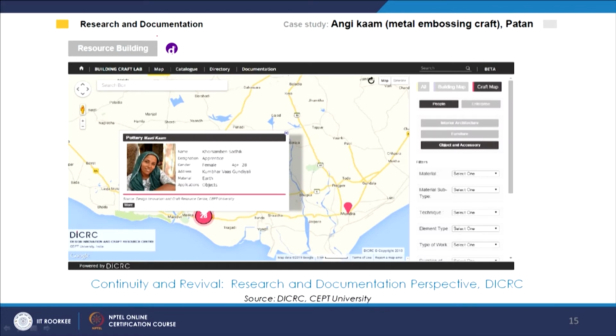Also the resource building part, we were talking about the building craft laboratory. So a certain craft form is selected, the cluster is identified, they go to the community, they again create this very important, significant set of data, and then it's put on the online portal which is available for everyone. So those kinds of activities.